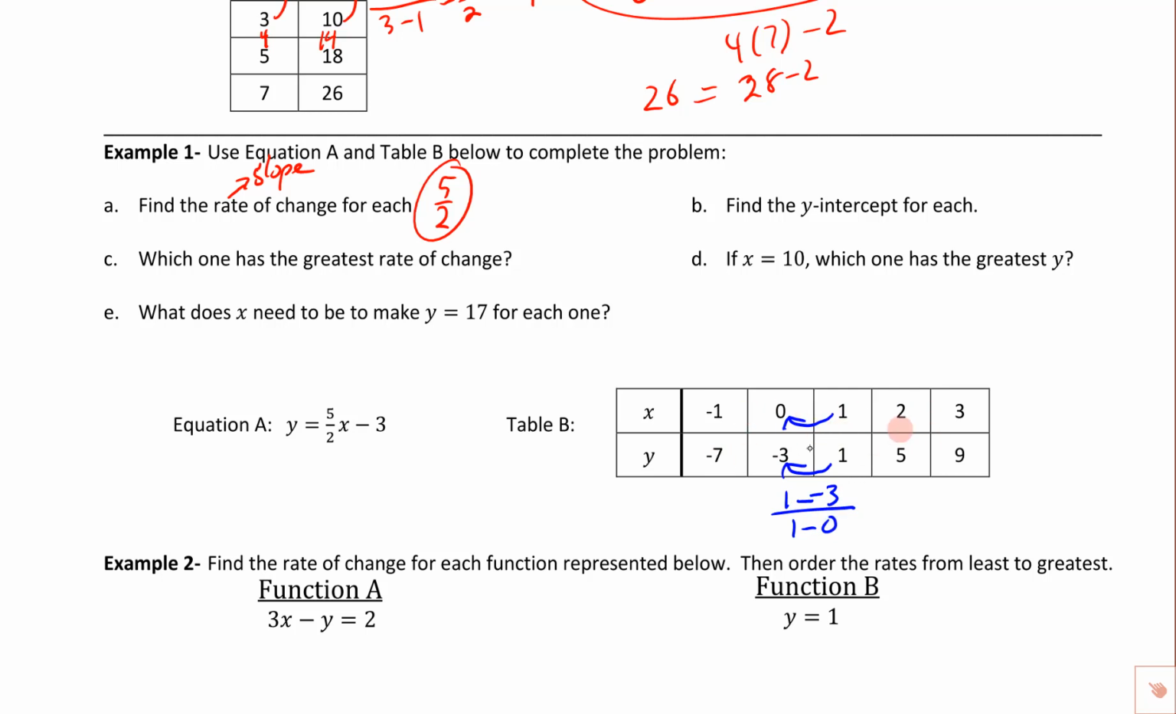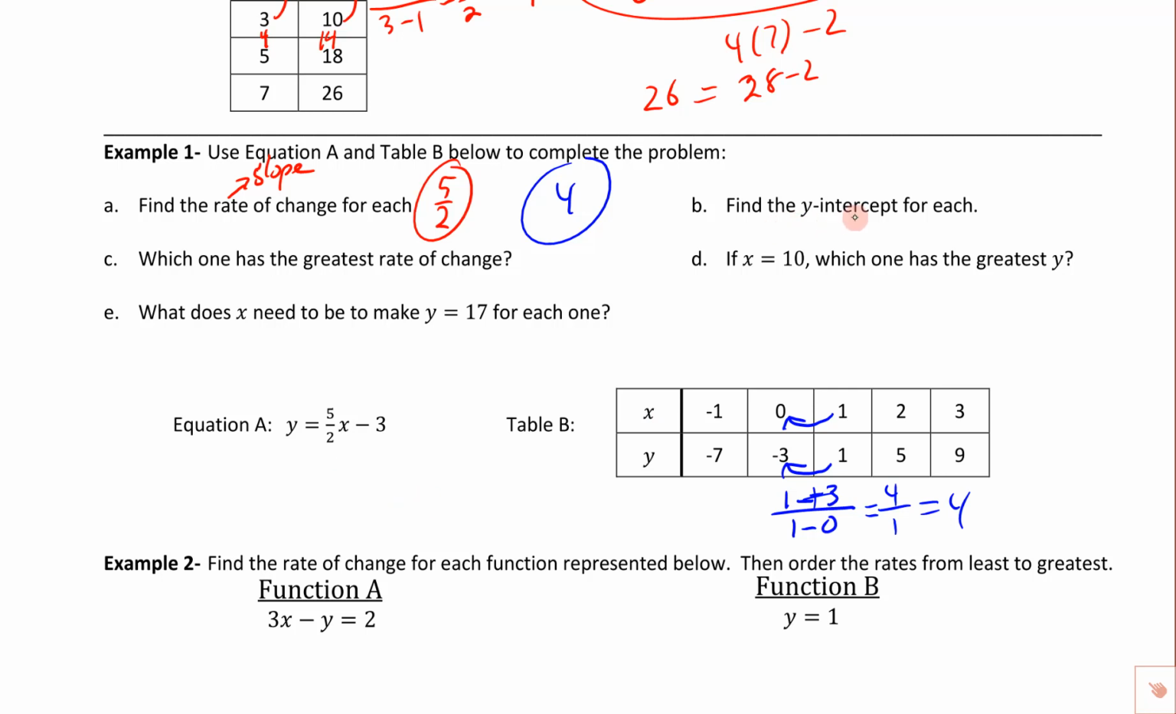This would work with using any of these pairs of points. Just make sure you put the y on the top and the x's on the bottom. So this is going to be, let's see, this is a plus, so that's going to be 4 over 1. So that means the rate of change on this one is a 4. So we found the rate of change on both. Even though they were given in different formats, we did find the rate of change for both.